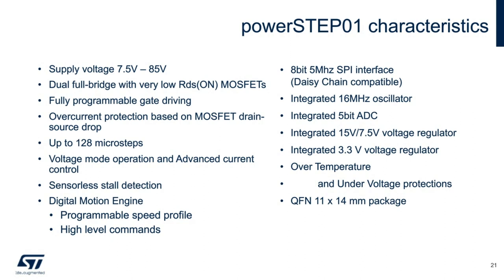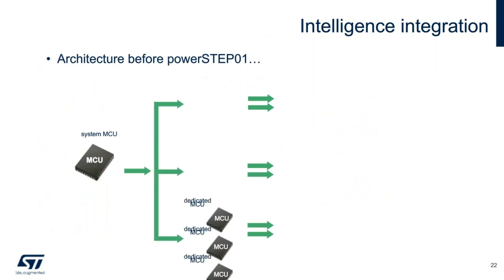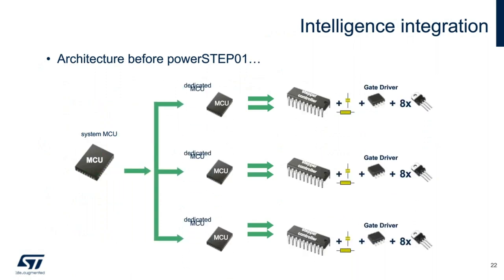Now, it is time to talk about the integrated intelligence built inside the PowerSTEP01. The architecture shown here is an example of a three-axis control system before PowerSTEP01 integration. The system MCU controls three dedicated MCUs with lower-level routines, directly driving stepper controllers with gate drivers and MOSFETs. The GPIOs of the dedicated microcontroller are connected to step clock and direction inputs on the controller side.